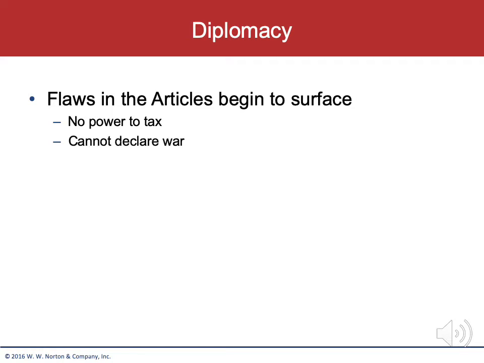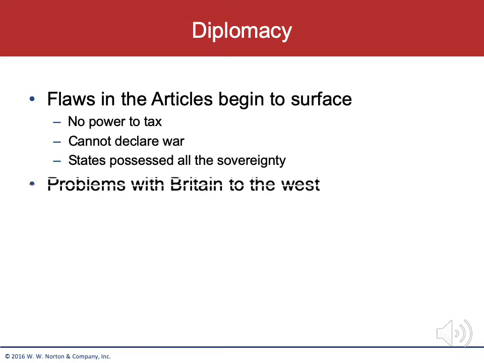And the Congress could not declare war. The states possessed all the sovereignty. So if the Continental Congress passed a law, it was up to the state governors to enforce the law, and it was up to state courts to interpret whether it was constitutional or not. And this created a number of problems. So from the British perspective, the Continental Congress was not very strong. In fact, it was quite weak.